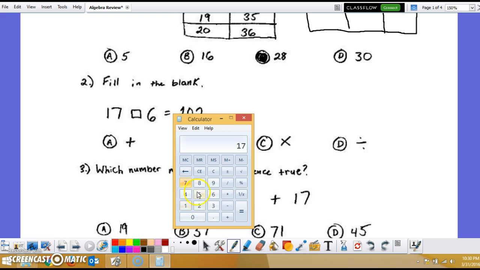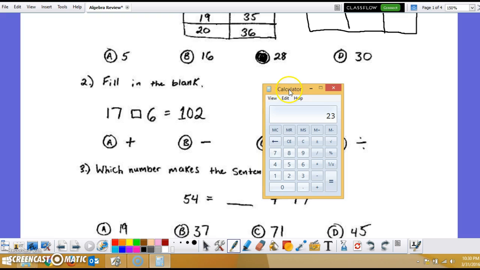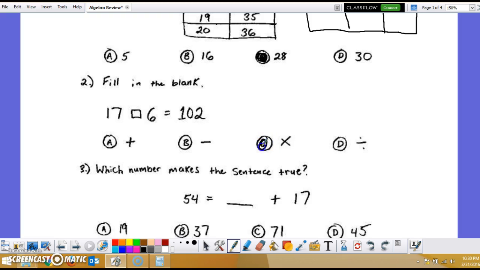So if I did 17 plus 6, it does not equal 102. I know that the number is increasing, so it cannot be B. So I'm going to try the next choice, which in this case is multiplication. 17 times 6 equals 102. So after I tested them out, I know that it's multiplication, and again, choice C is the correct response.